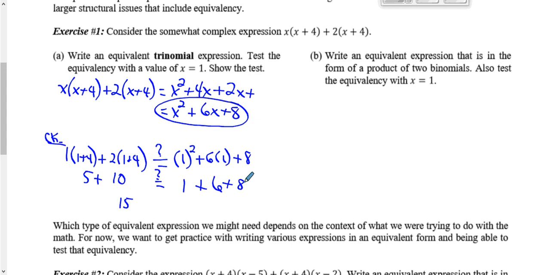Couldn't you just plug it into the x squared plus 6x plus 8? Yeah, that's what this side is. They want us to plug it in here and here to make sure they're equal, and we plug it in. So 15 does, in fact, equal 15. Okay?